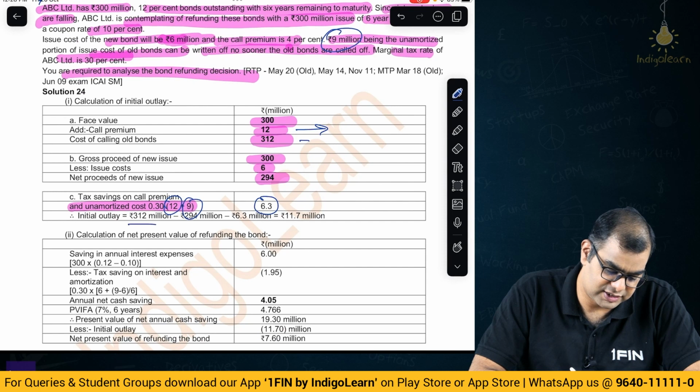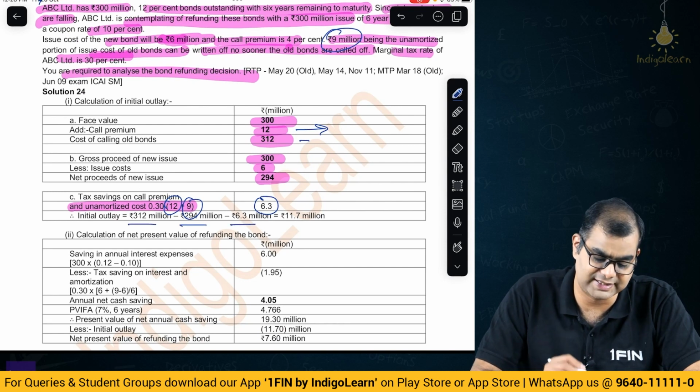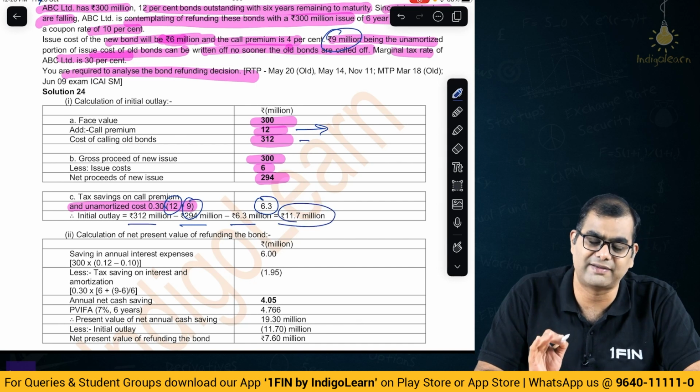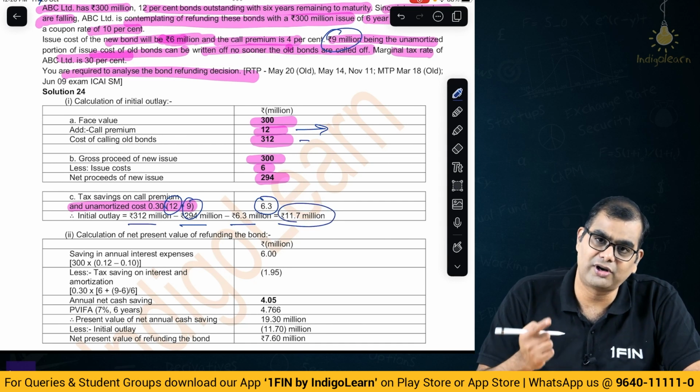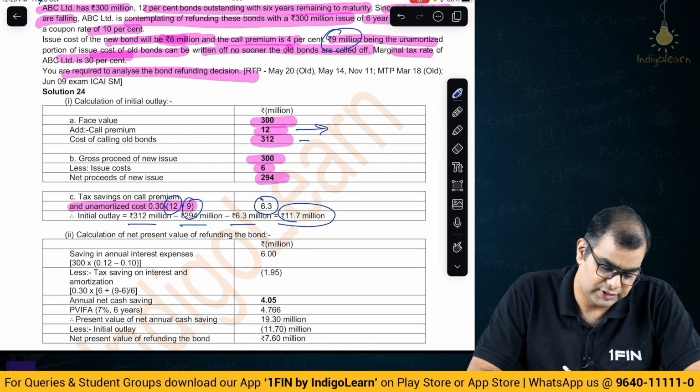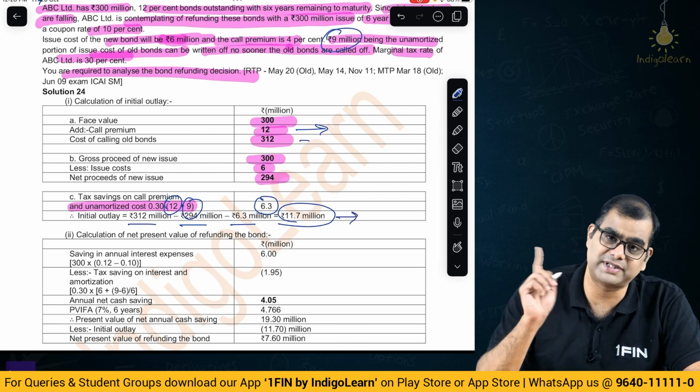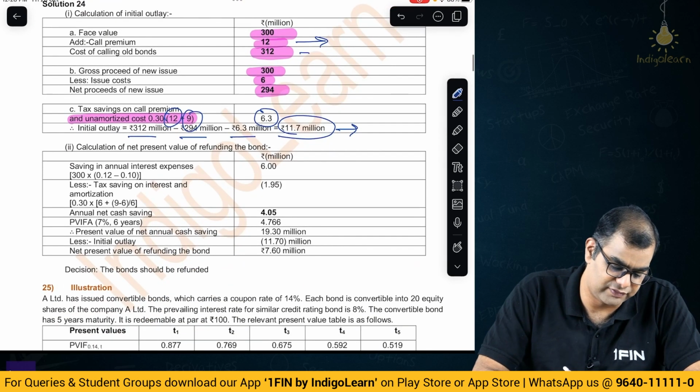So the initial outlay is 312 minus 294 minus 6.3. Why minus 6.3? Because that's a tax saving that you are getting. So you are getting 11.7 million. Now this is the outflow. Now you compare the present value of all the inflows.